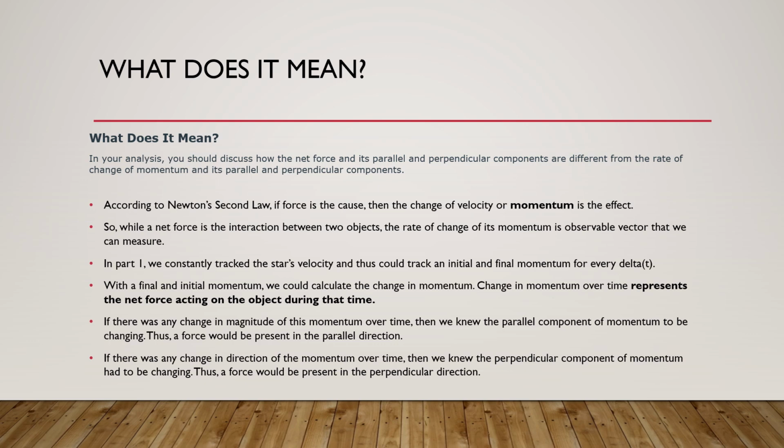So while a net force is the interaction between objects, the rate of change of momentum is the observable vector that we can measure. Essentially, in part 1 of our lab, we tracked the star's velocity and thus could track the initial and final momentum for each delta t. And then we could calculate the change of momentum over time. This change of momentum over time is the quantity that represents the net force acting on the object.